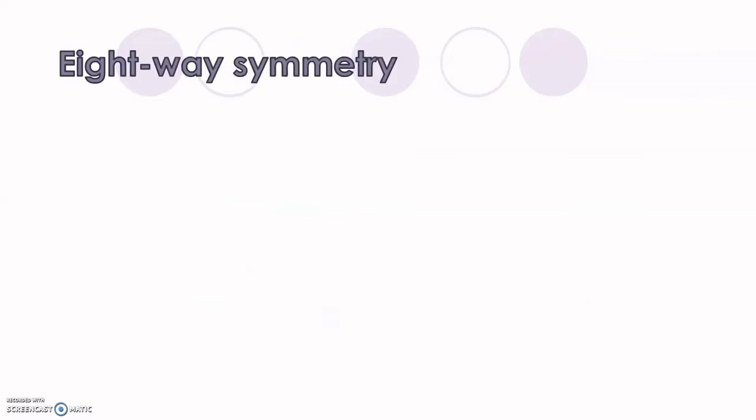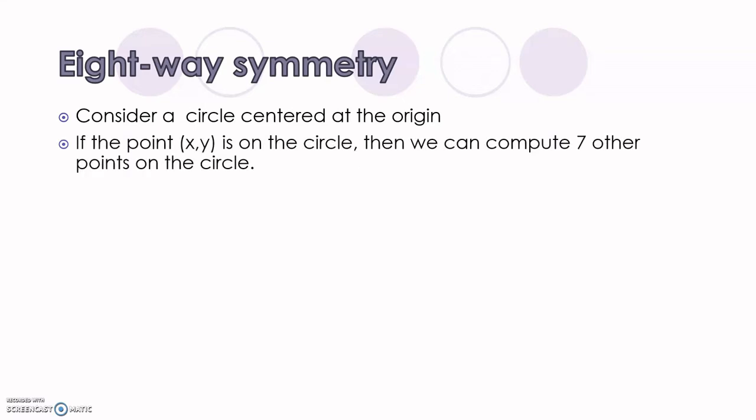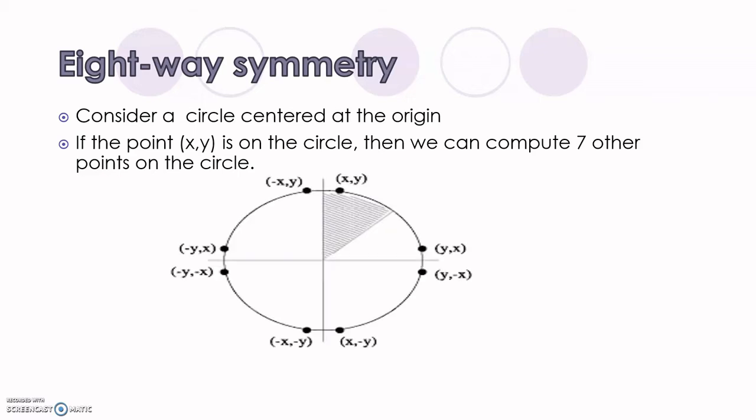From this we can define an 8-way symmetry. Consider a circle centered at the origin. If the point x comma y is on the circle, then we can compute 7 other points on the circle. Let's see how. Here I have shaded the region of x, y, and since all the 4 quadrants are mirror images of each other, we can form the 7 other points. These are the 8 symmetrical points on a circle.